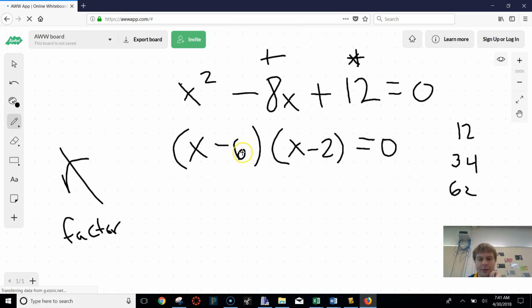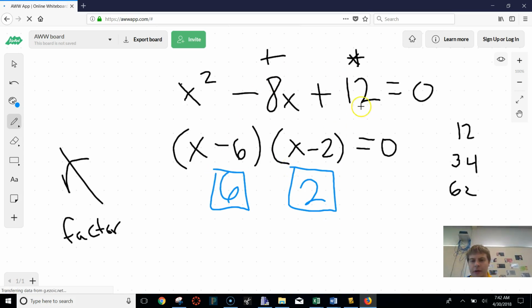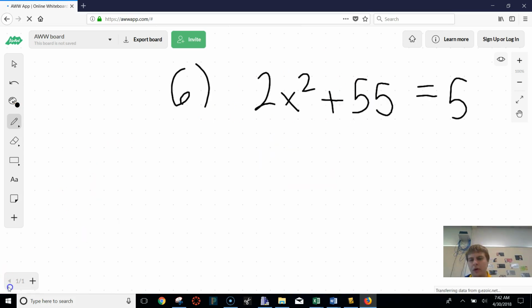And then we want to make these things equal to 0. So my final answers would be 6, because 6 makes this side equal to 0, and 2, because 2 makes that side equal to 0. Then I'm done. So the whole point is try square rooting. If that doesn't work, then you try factoring. Let's try the next thing.